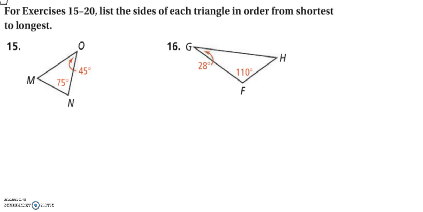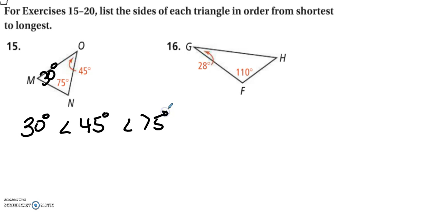Number 15, 180 minus 75 minus 45 is, I don't feel like doing this in my head, 30. Okay, so I know, same thing, except this time I'm going to list my angles from shortest to longest, so smallest to largest. So 30 degrees is smaller than 45 degrees, which is less than 75 degrees.